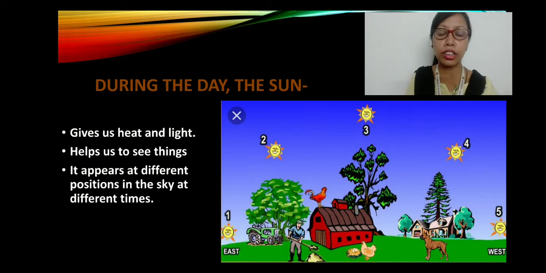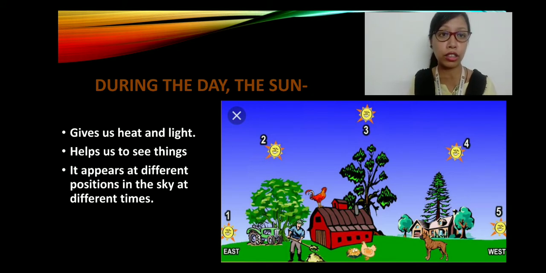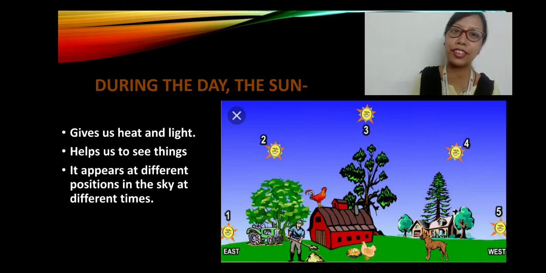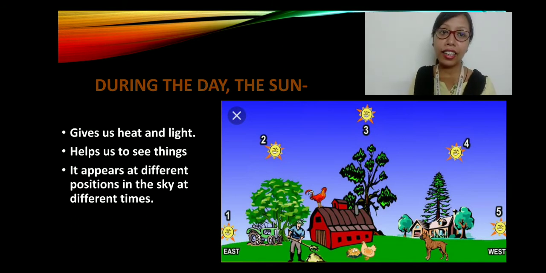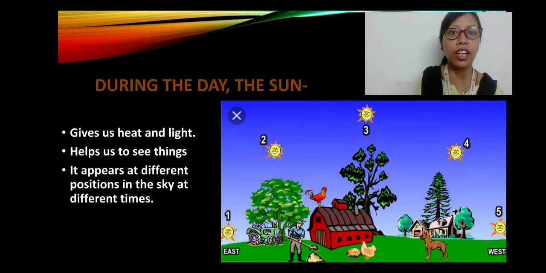Then around 3 o'clock or 4 o'clock, if you see the sun, it has changed its position again. And in the evening also it has changed its position. That means from east it has come to the west. Okay, so this is how the sun changes its position. So we are going to discuss this today.